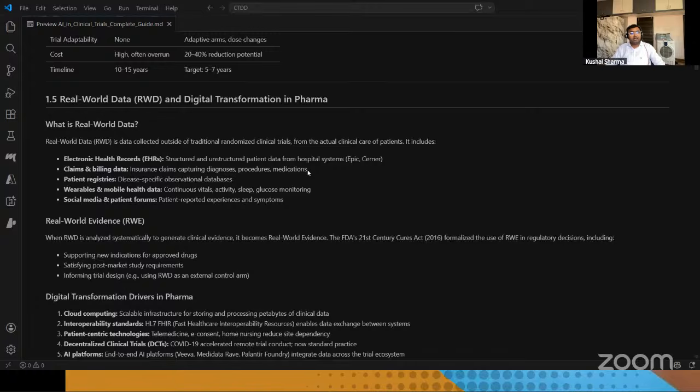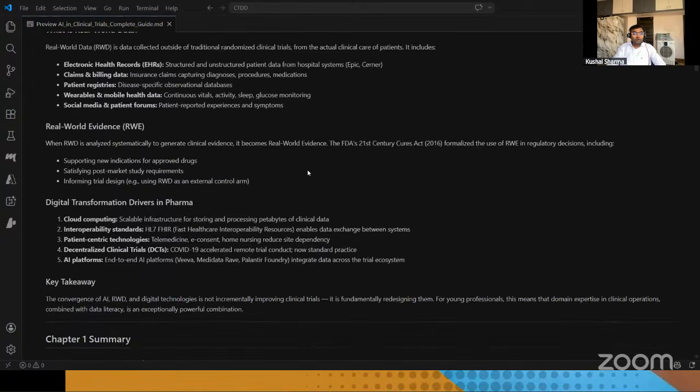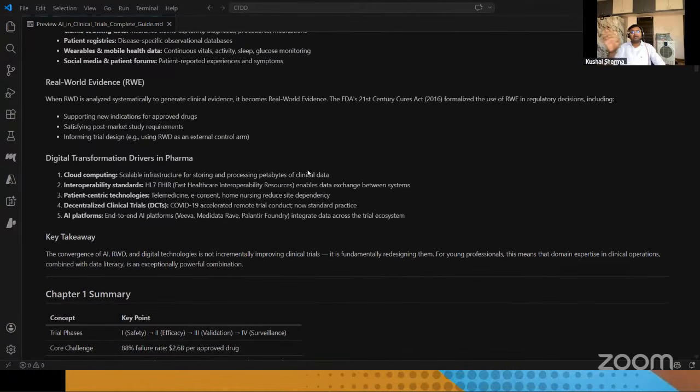Then wearables and mobile health data, which come from continuous vitals and activity, like sleep and glucose monitoring. Then social media and patient forums, so patient-reported experiences and symptoms. Real-world evidence: when RWD is analyzed systematically to generate clinical evidence, it becomes real-world evidence.